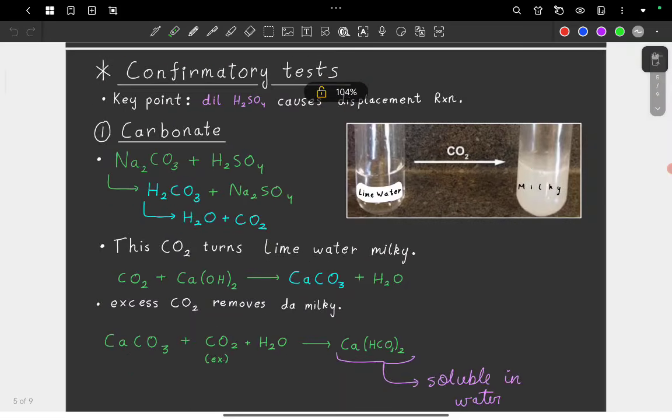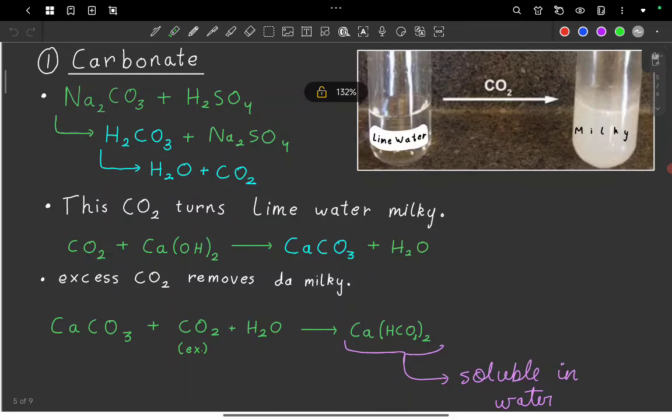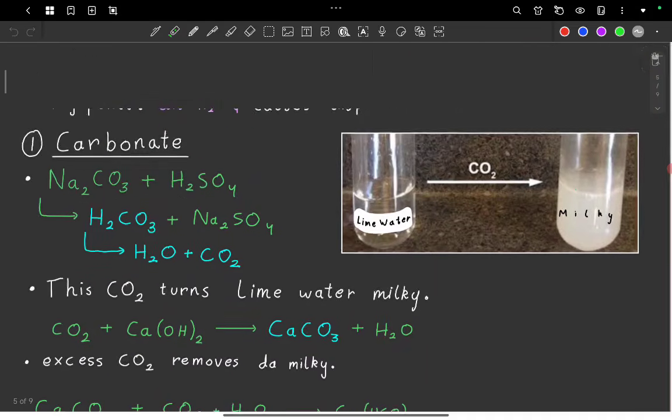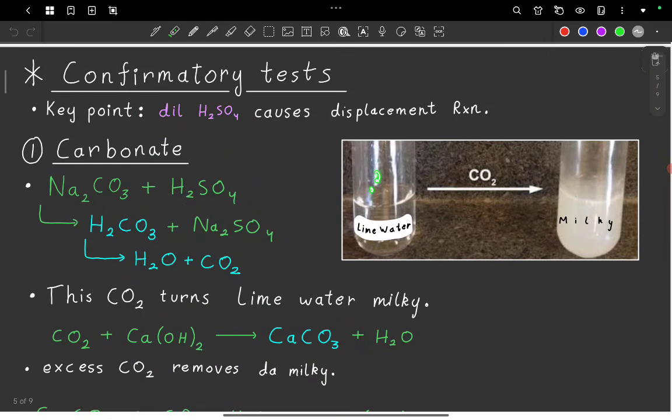Now what is the confirmatory test? I have been suspecting that carbon dioxide is present and hence carbonate ion is present. What is the confirmatory test? How do I confirm that carbonate ion is present? For that, our test is that we pass the evolving gas, from here gas will evolve.